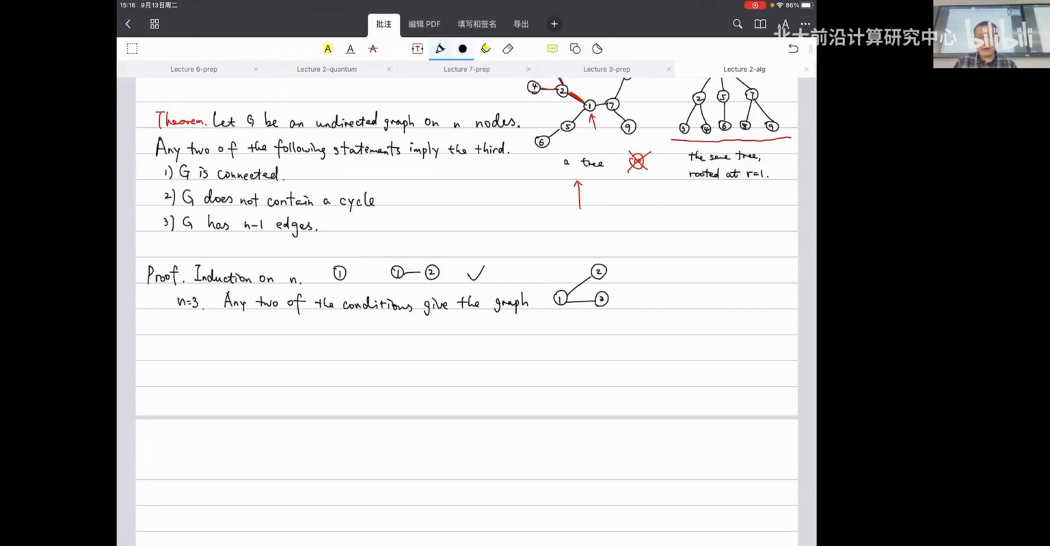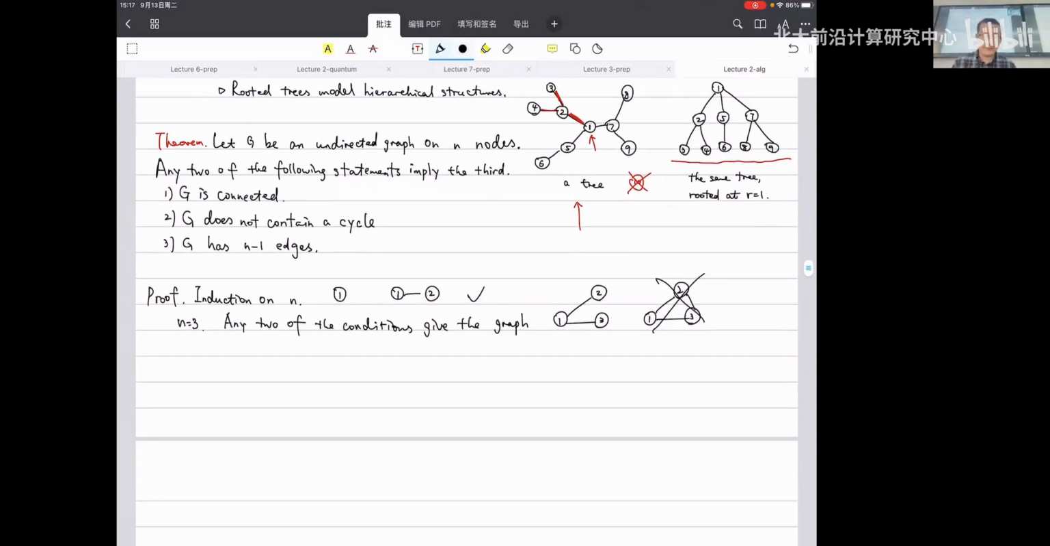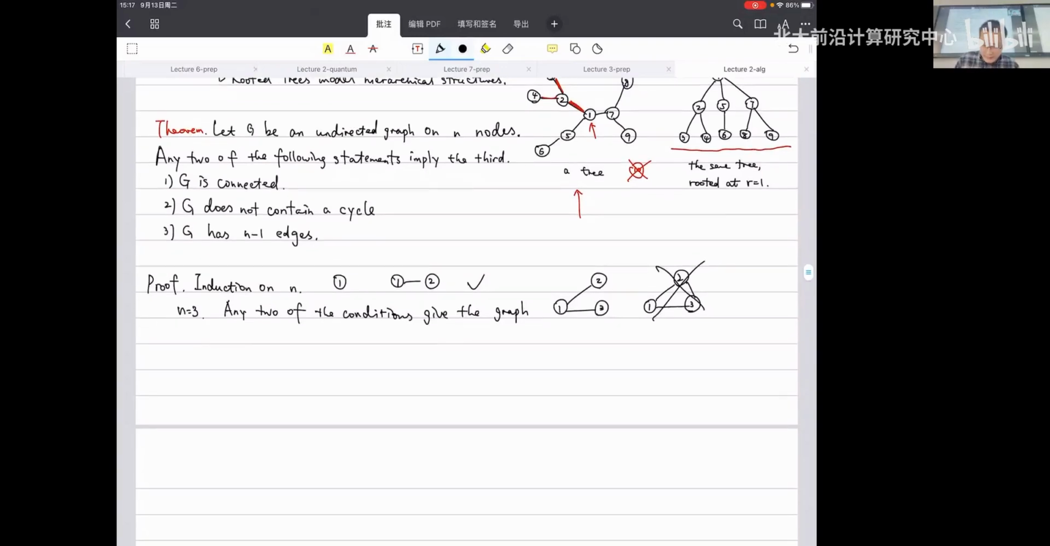If you want to consider a graph which has 3 vertices and is also connected, then it either looks like this or it looks like this. As always, I'm talking about simple graphs. You can have a lot of edges between vertices in general, but here I'm talking about a simple graph where we don't have self-loops and the number of edges between 2 vertices is at most 1. So it is either this or this, but for either of them, you can see that this is not the case we want to study. And any two of the conditions will give you this. So we are good with the start of the induction.